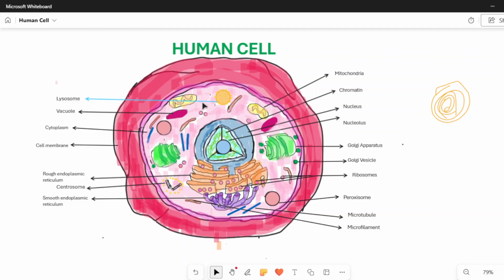Like our brain tells us to walk, we walk; talk, we talk. That's how, for this cell, the nucleus acts as the brain of the cell. So this nucleus contains that brain we are talking about, right? That brain is nothing but your chromatin. Chromatin is nothing but your folded DNA.